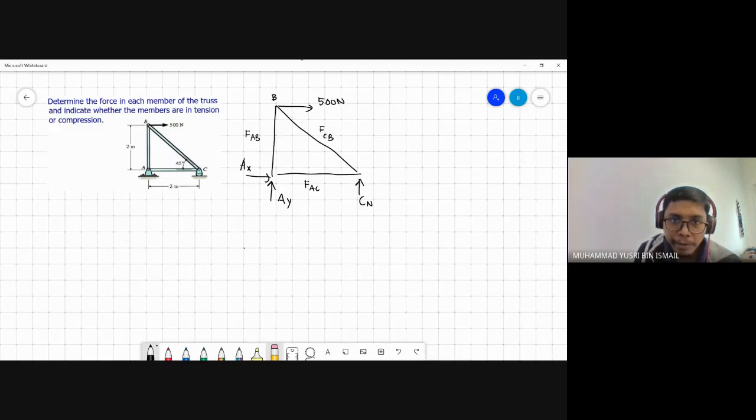So before that, we need to determine the angle at B. So angle CBA is equal to 180 degrees minus 45 degrees minus 90 degrees. So you will get 45 degrees. Now we have the angle here, which is 45 degrees. Let's start our calculation at joint B.